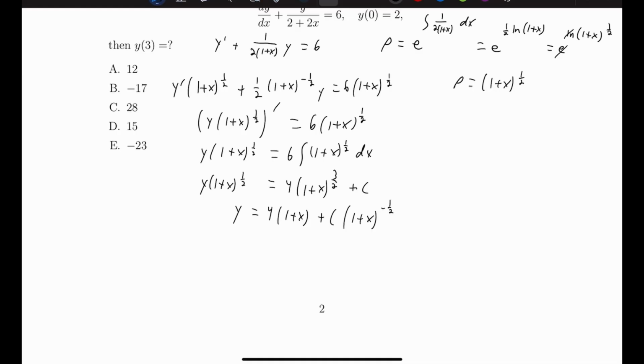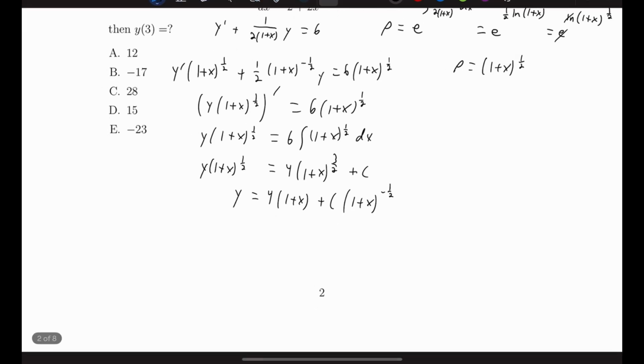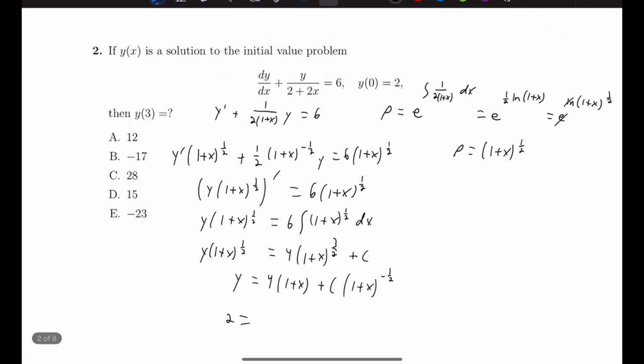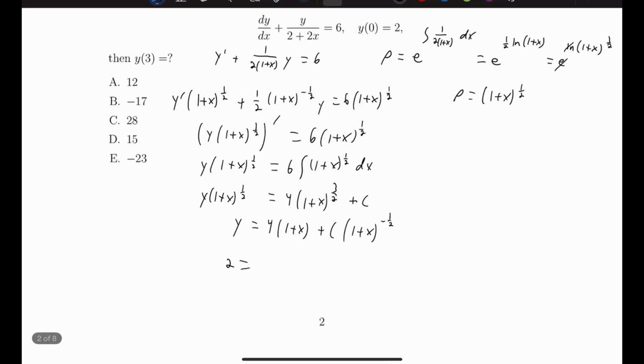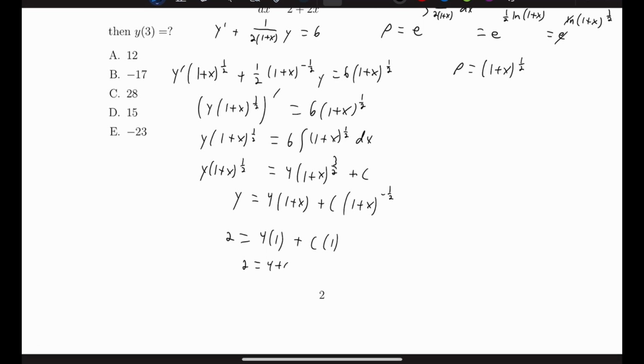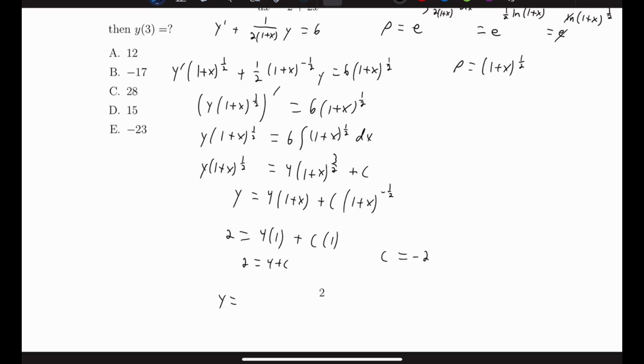We're given an initial condition which we can use to go ahead and solve for c. So we know that 2, because our initial condition is y of 0 equals 2. So we're going to plug 0 in for x and know that's equal to 2. So 2 equals 4 times 1 plus c times 1. So 2 equals 4 plus c, and that obviously gives us c is equal to negative 2. We can go ahead and substitute that back into our initial y. So y is equal to 4 times 1 plus x minus 2 times 1 plus x to the negative 1/2.